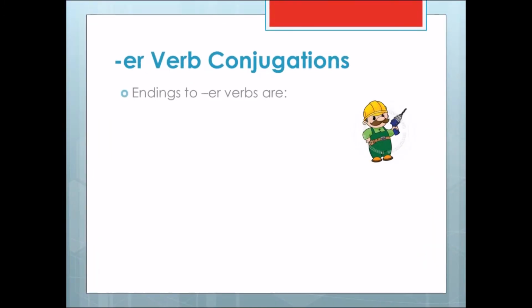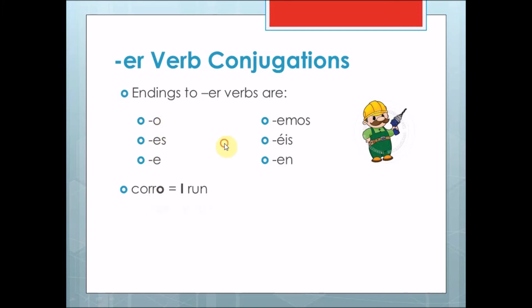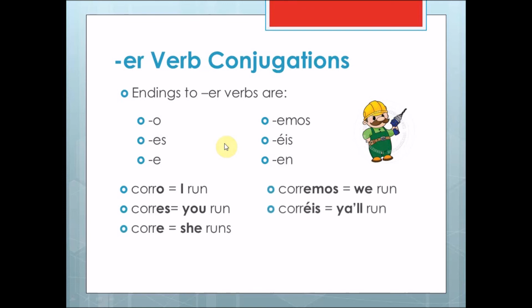ER verb conjugations are very similar, except you'll notice where you had as, a, amos, áis, an, now it's es, e, emos, éis, en. So with the ER, you're putting an E, S, E, and so forth, instead of the A. So I run, corro. You drop the ER from correr, and you put the O in there for I. Corres, you run. Corre, she runs. Corremos, we run. Corréis, y'all run. Corren, they run.